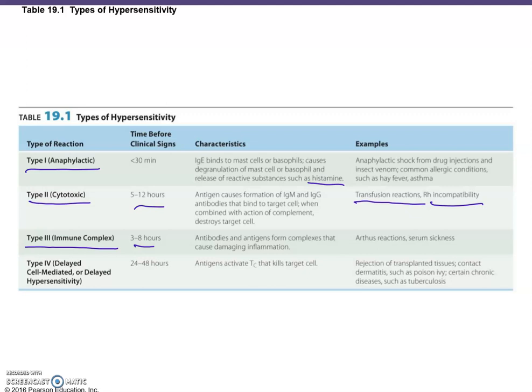And then the type 4, the delayed cell-mediated or delayed hypersensitivity, that one takes longer, so 24 to 48 hours. And there you have antigens that activate cytotoxic T cells, and then they kill the target cells. And that's a lot of times transplant rejection that can happen, and contact dermatitis, poison ivy, those kind of things.